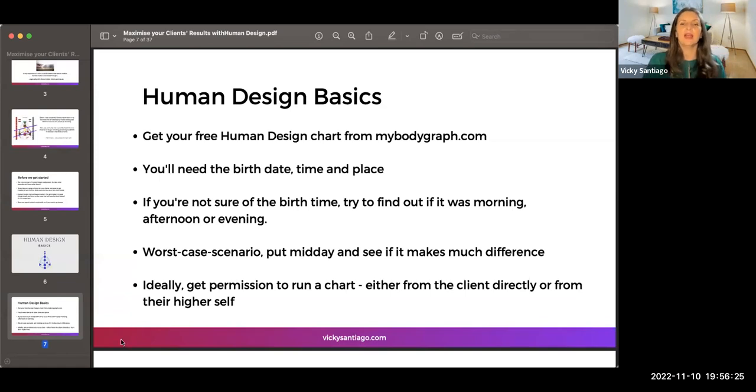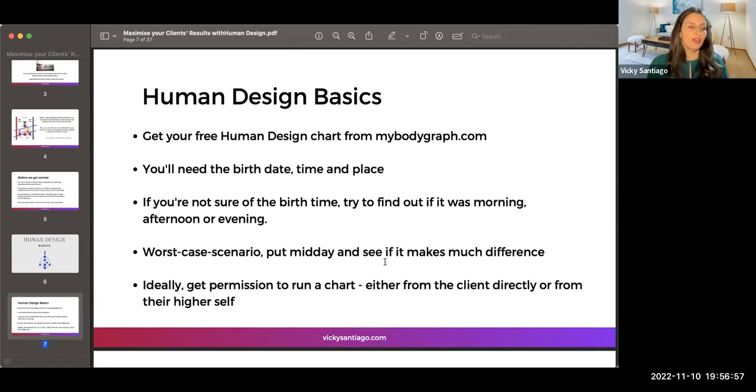Awesome, fabulous. Okay, so we're talking about getting permission to run a chart. If you don't want to confuse the clients by bringing up something else, or you think perhaps they're very, should we say, analytical clients and they might not be open, then I like to go into, I use SP, so I go into super conscious, I connect with the client's super conscious, and I ask permission from their higher self. That's something you could consider doing as well.